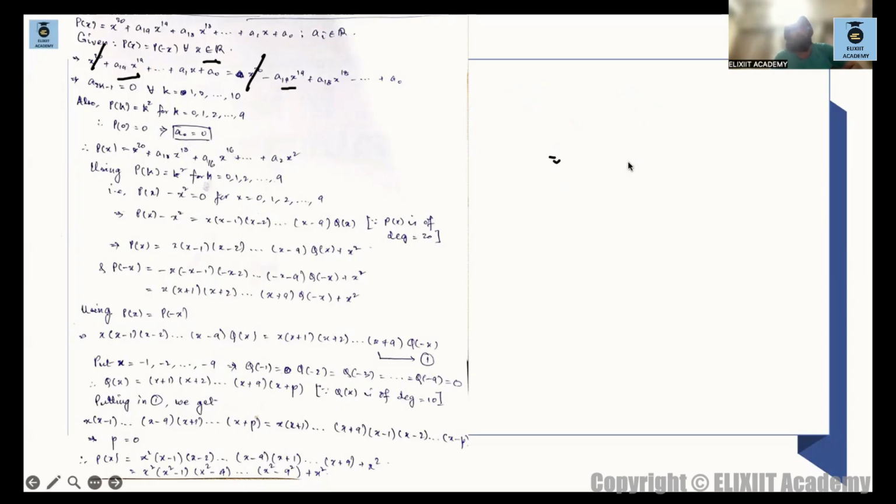So finally, we are getting a2k minus 1 is 0, which covers all the odd coefficients, because it's starting from a1. So a2k minus 1 for all k equal to 1, 2, 3 and so on till 10. This is basically what we are getting over here.